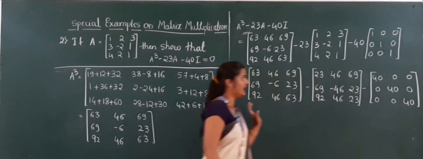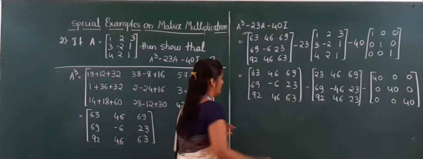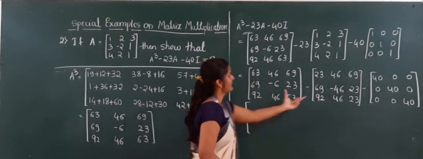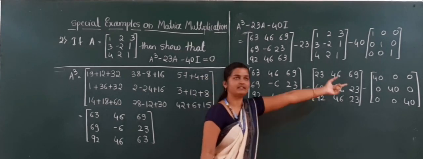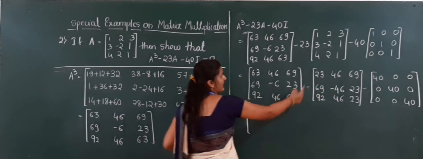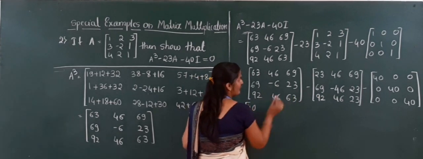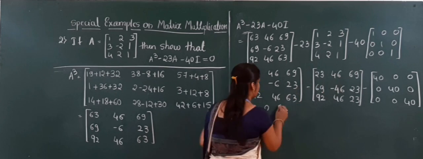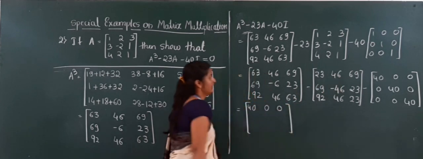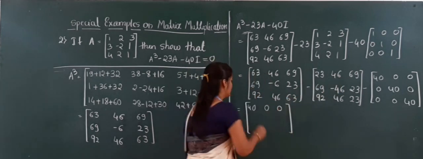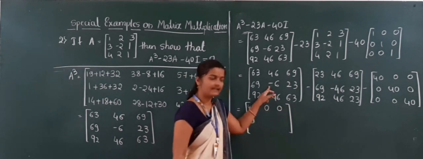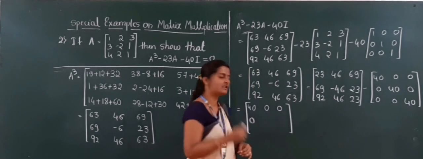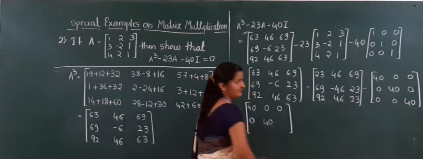So I have to add and subtract as they have given. So first I will subtract these two. Okay, then I will take the third one. 63 minus 23, 40. 46 minus 46, 0. 69 minus 69, 0. First row is over. Next, 69 minus 69, 0. Minus 6, minus into minus, plus 46. Minus 6 plus 46, plus 40.